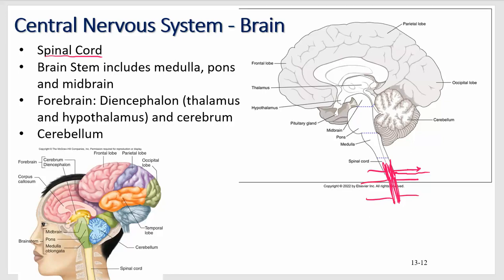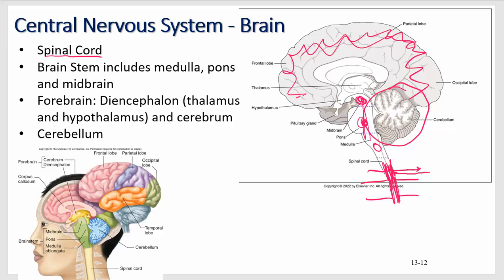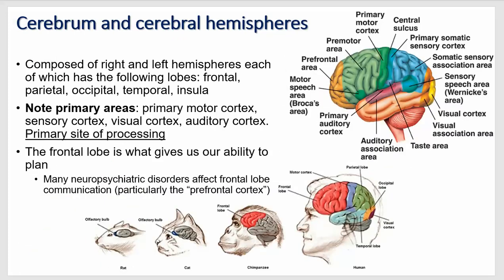Then we'll move up to the brainstem, where we have the medulla, the pons, and the midbrain right here. Then we'll have the forebrain: thalamus, hypothalamus, cerebrum. We'll get more into that. And then the outer part of the brain is the cerebellum, or I'm sorry, the outer part of the brain is the cerebrum, and the back part of the brain is the cerebellum.